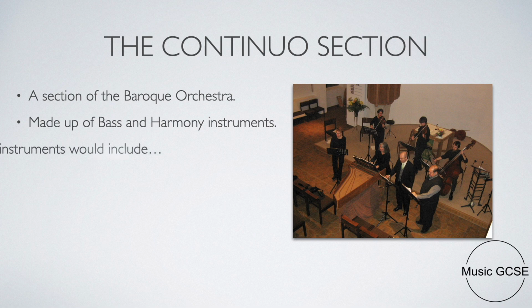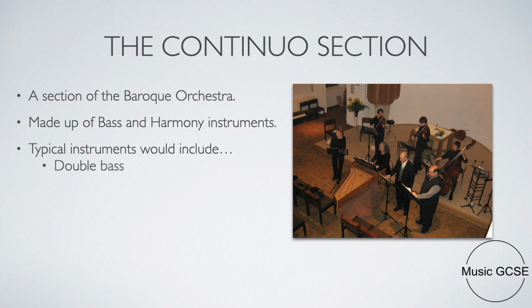So the typical instruments that would be involved within the continuo section could be a double bass, a cello, a harpsichord, or a lute. Now, a continuo section might not use all of these instruments. It could just use two of them. It could just use the harpsichord and a cello, or the harpsichord and a double bass.